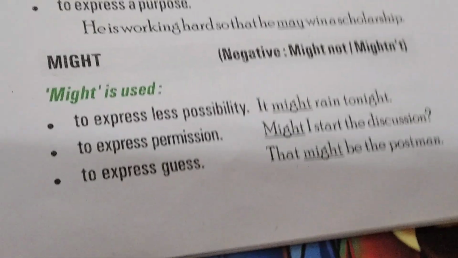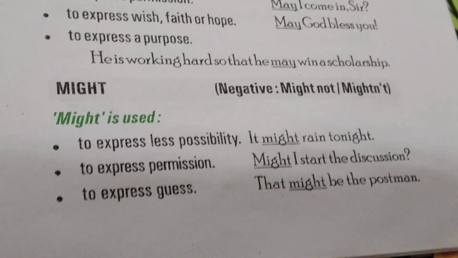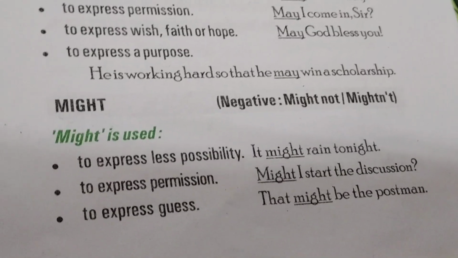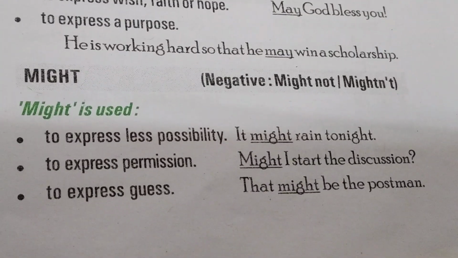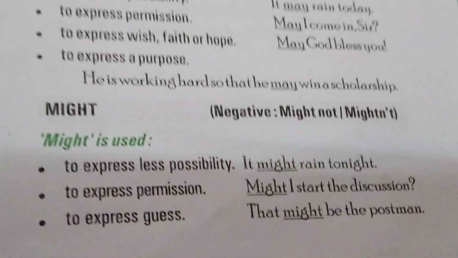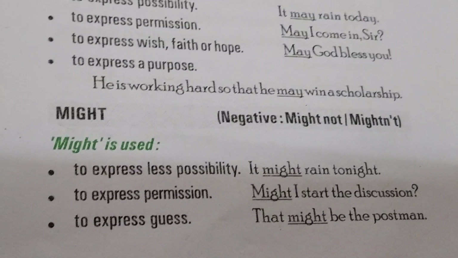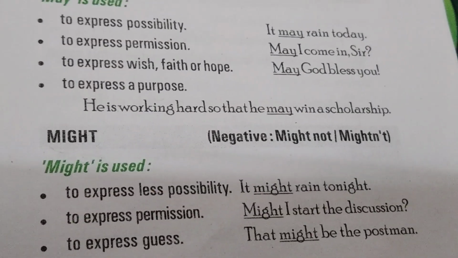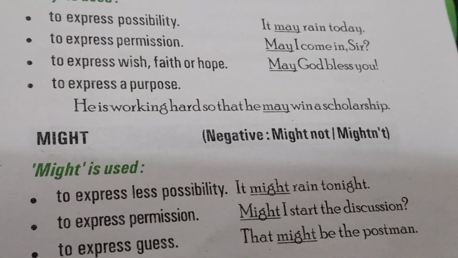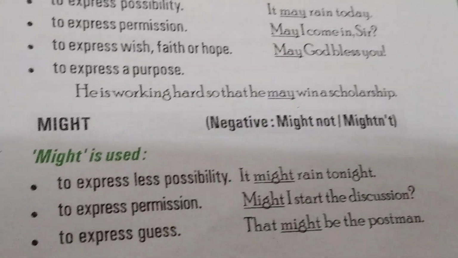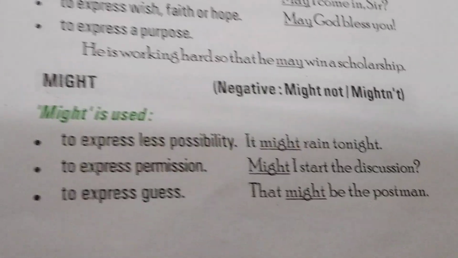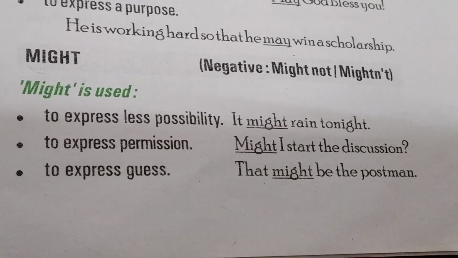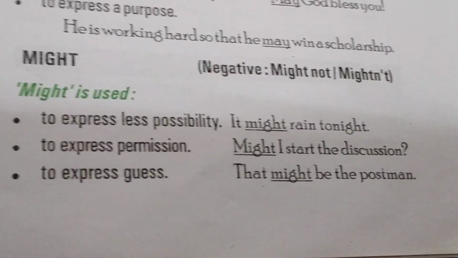Then we move on to might. Might is, we can say, the past of may. Then it is to express less possibility. It is a lesser version of may. It might rain tonight. It may rain today means you have a quite possibility. But the lesser possibility is it might rain tonight. Who knows, right? To express permission, might I start the discussion? To express guess, that might be the postman.